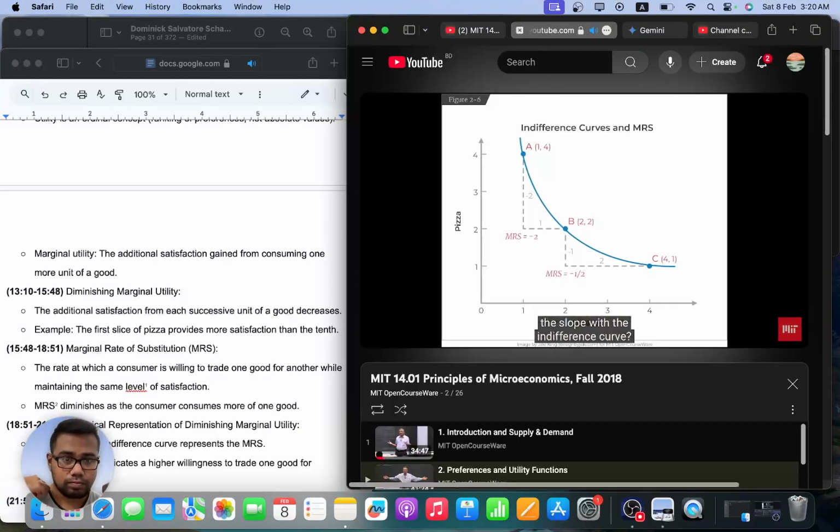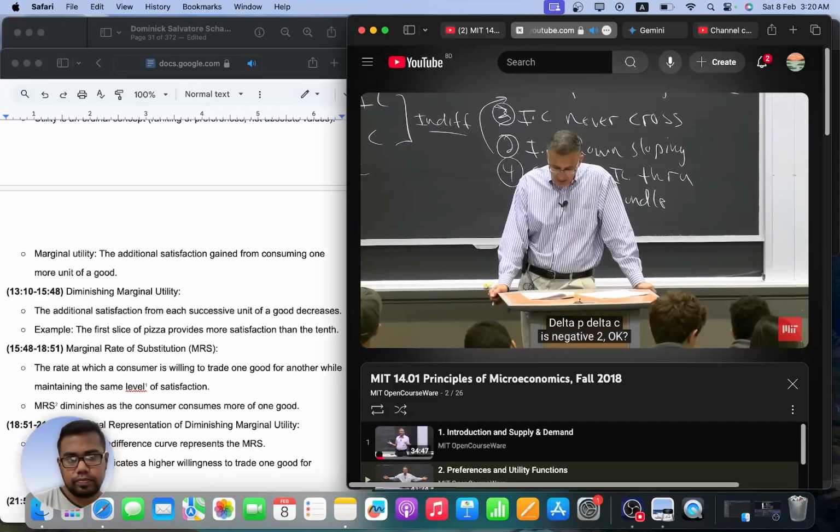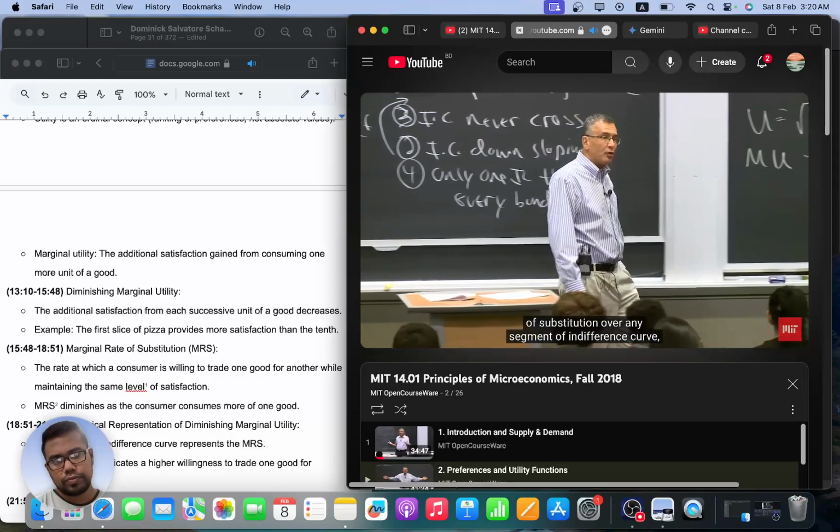So what's the slope of the indifference curve? What's the arc slope between point A and point B? The slope is negative 2. So your marginal rate of substitution is negative 2. You're indifferent between 1, 4 and 2, 2. Therefore, you're willing to give away 2 slices of pizza to get 1 cookie. Delta P over delta C is negative 2. Now, it turns out you can define the marginal rate of substitution for any segment of an indifference curve.